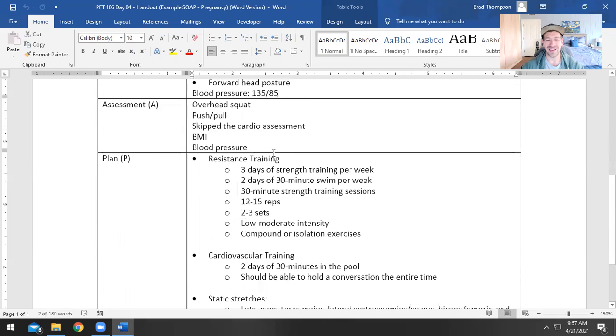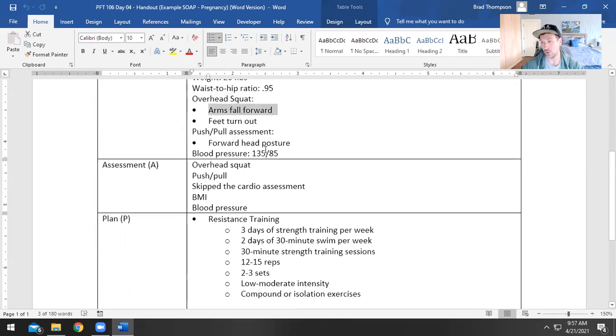Overhead squat, we noticed that her arms fall forward. That makes sense with the accounting. And we also noticed that the feet turned out, and we saw that forward head posture, right? So all the stuff, feet turning out, probably due to the elevated heels. Arms fall forward due to the sedentary nature of her job. Forward head posture, also the sedentary nature of her job.